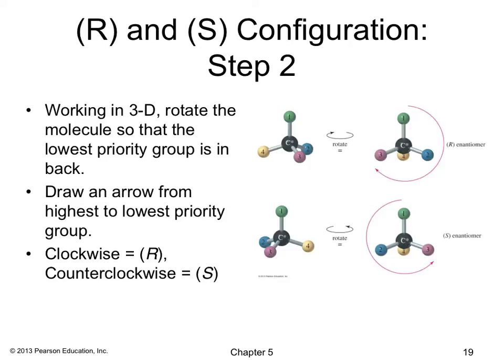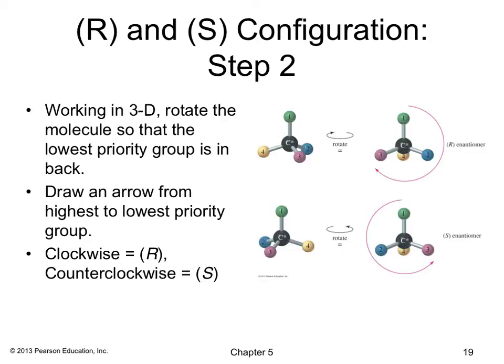Now the second step is to actually rotate the molecule such that the lowest priority is in the back. So again, if we look at this molecule, the lowest priority 4 should be rotated so that it's in the back. And then once you rotate it in the back, you then count the priorities from 1 to 4, or at least 1 to 3 because 4 is in the back. And when you count them, this is going in the clockwise orientation. As a result, this is going to be designated as the R enantiomer.